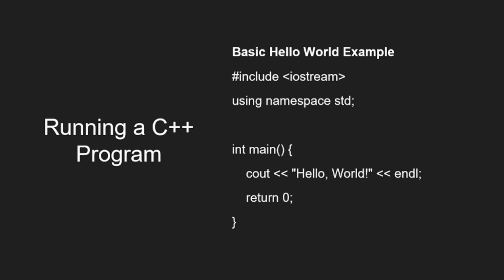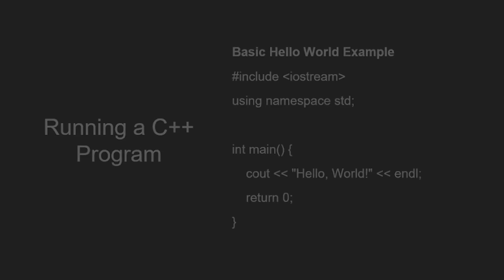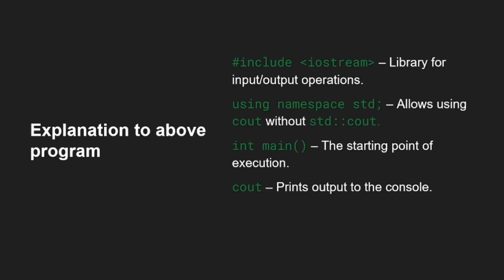Running a C++ program. This is a basic C++ program. You can see it on my screen. This is a basic hello world C++ program that basically helps to print out hello world on the screen. It is a very simple and very short C++ program that is able to print out hello world on the screen. Basically, the first line says hashtag include iostream. It is a library. There are different types of libraries. We are going to discuss the libraries also.